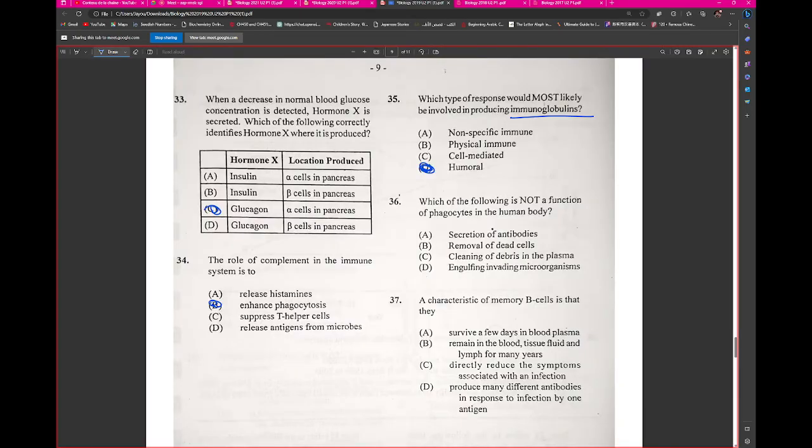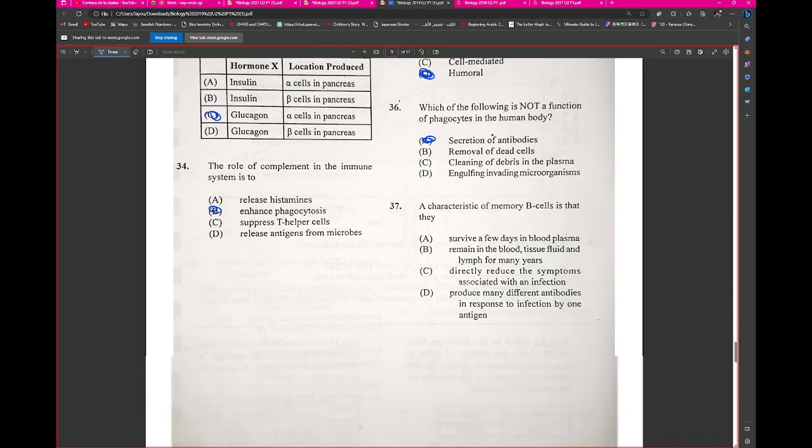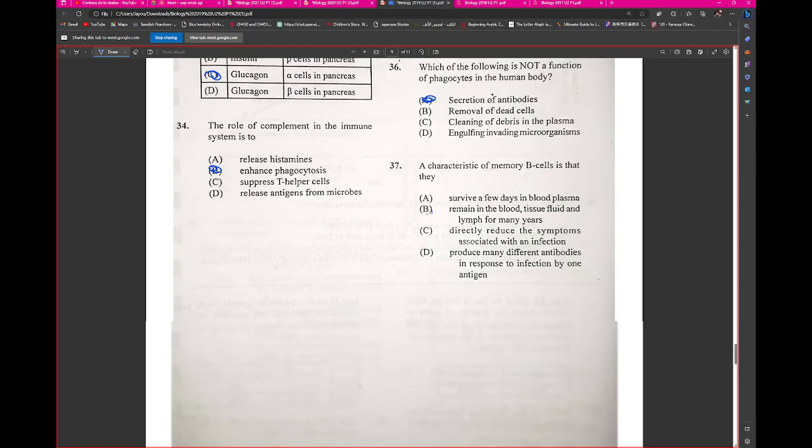Alright, which of the following is not a function of the phagocytes in the human body? Do phagocytes secrete antibodies? Yes, sir. No. Alright. So I have that there. The characteristics of B cells, right? Generally, well, memory B cells will go with B for that answer. That's the repeat as well.